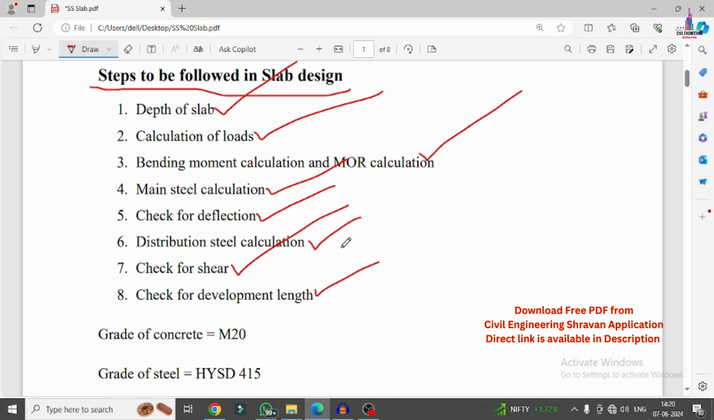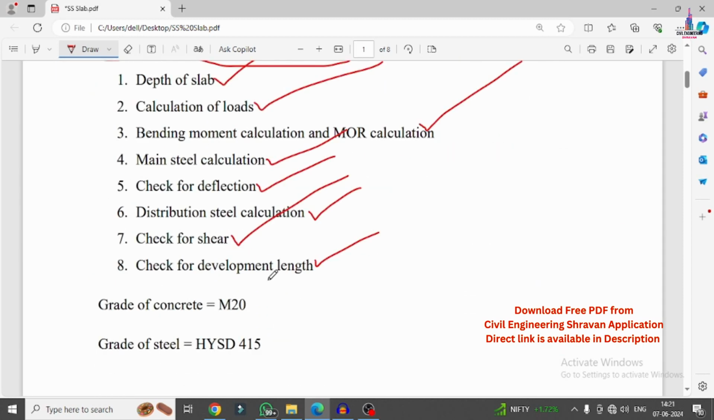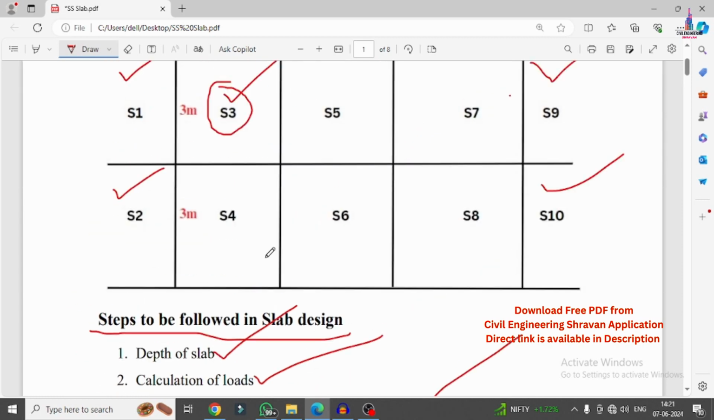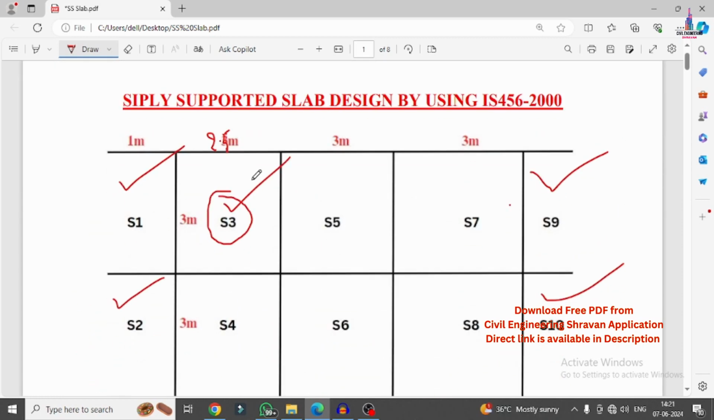For this building structural model, I am taking the grade of concrete as M20 and the grade of steel as Fe415. These are the specifications we are considering for this model. So we will start with the complete design of the simply supported slab section using the IS456-2000 code.